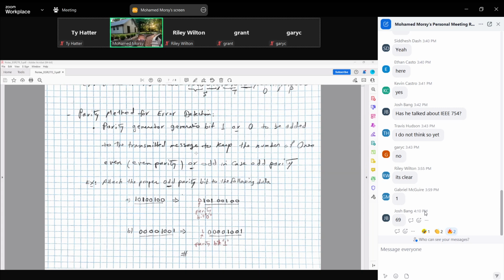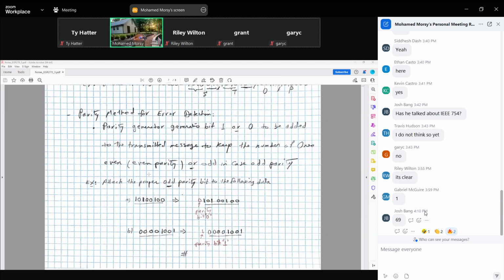There are other approaches, called code word or forward error correction, that can fix the message. If the message is received in error, based on a certain technique, the receiver can fix this error. But for parity, this is what happens. So in the parity method, either we have odd parity or even parity.